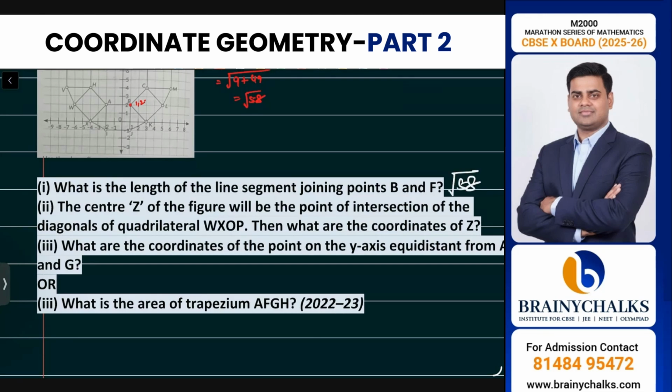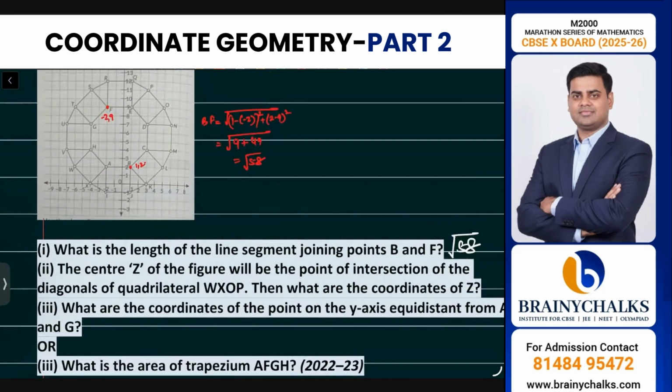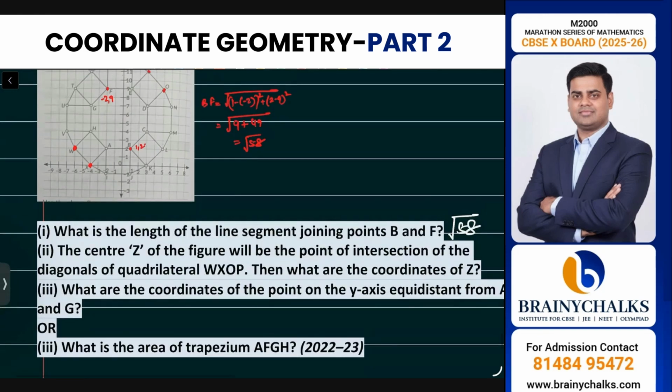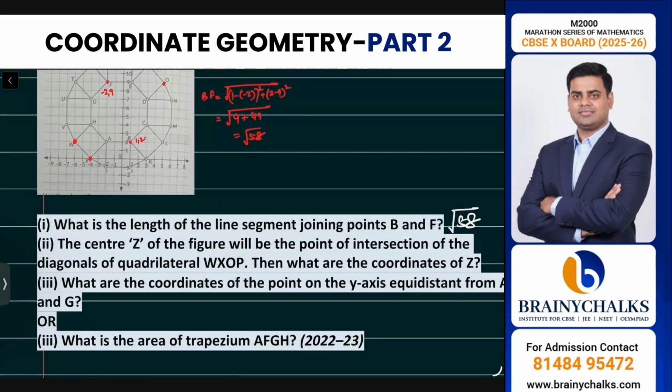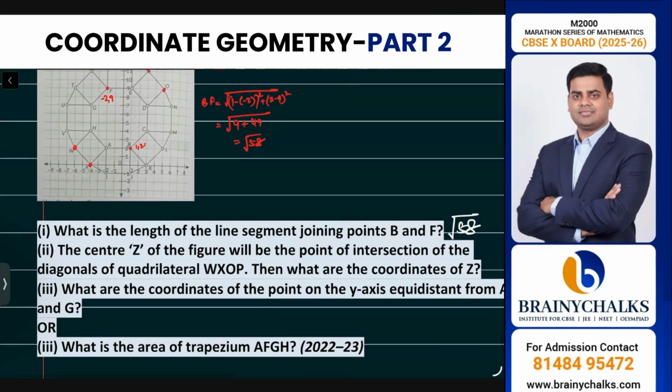Where the center Z of the figure will be the point of intersection of the diagonals of the quadrilateral WXOP. W, X, O and P are here. Fine. Center Z of the figure, which is Z. Okay. Center Z of the figure will be the point of intersection of the diagonals of WXOP.